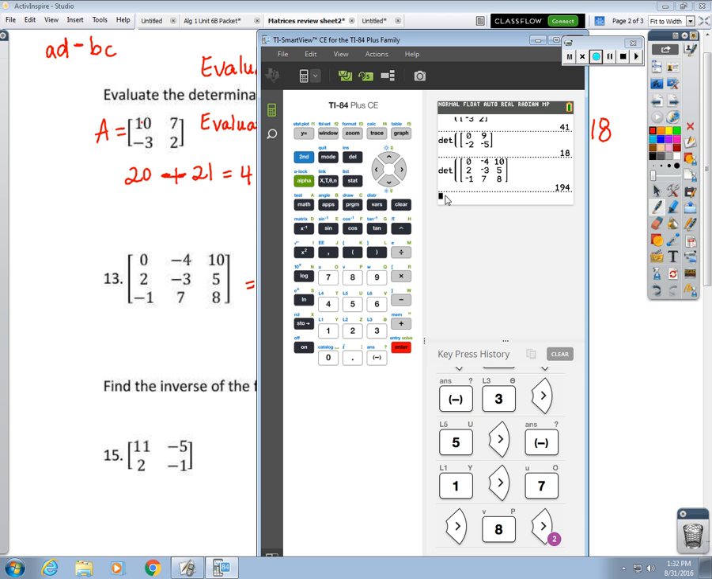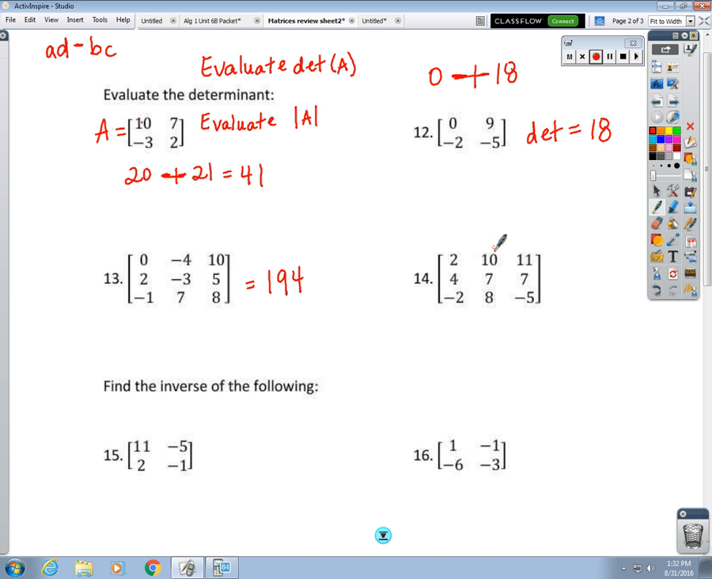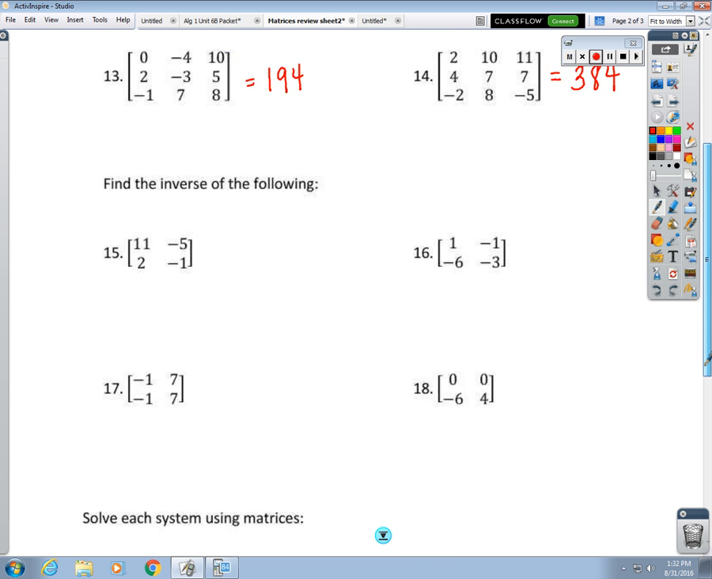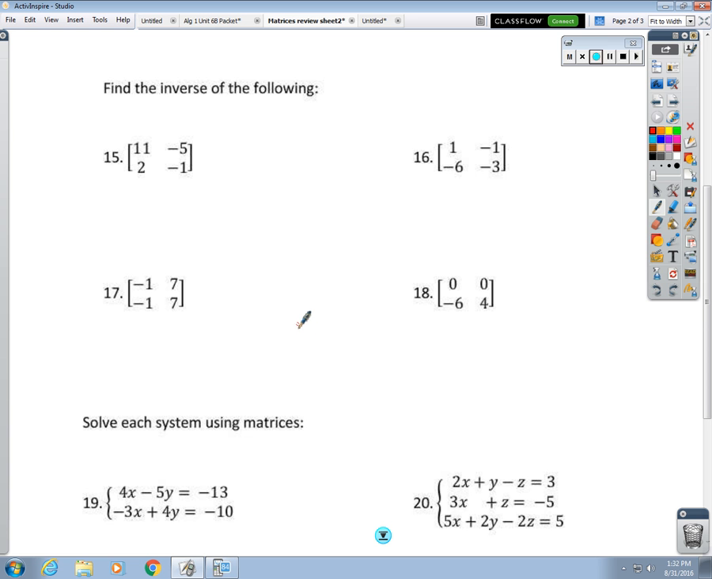Yes? What do you mean? I don't know. I've never tried that. You could try it and see if you still get a 194, but I've never tried that. Okay, I don't want to waste time doing another one just like it. What did y'all get when you took the determinant of 14? 384.